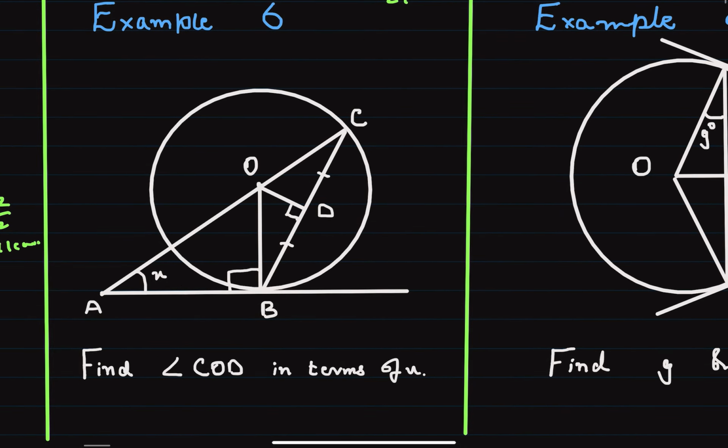Now look at example 6. We need to work out here angle COD. This is the angle that we need to find out. And this time we need to find it in terms of x, meaning no numerical value is given in this question. We need to work it out in terms of x. So how can we do that?